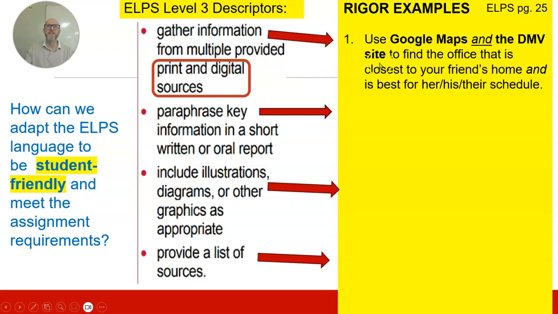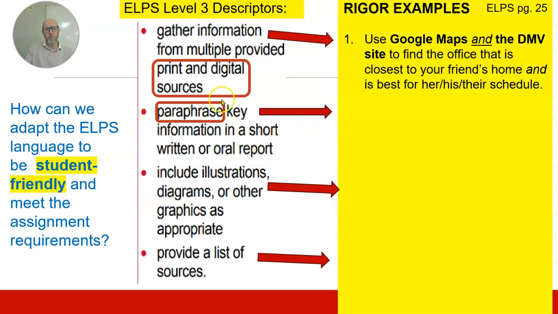We came up with use Google Maps and the DMV site. So we're just going to give them the actual examples that they need. And then of course you can teach that these are examples of print and digital sources. Now the other key aspect is to make sure that we're adapting it to the specific assignment, which is why we added here DMV, find the office that is closest to your friend and is best for that friend's schedule. So let's look at the remaining descriptors and see how we can apply some student-friendly language.